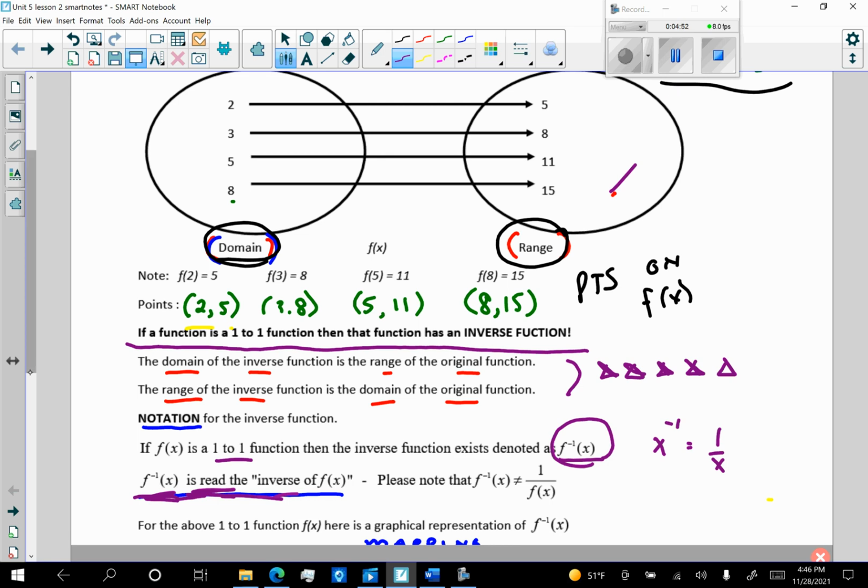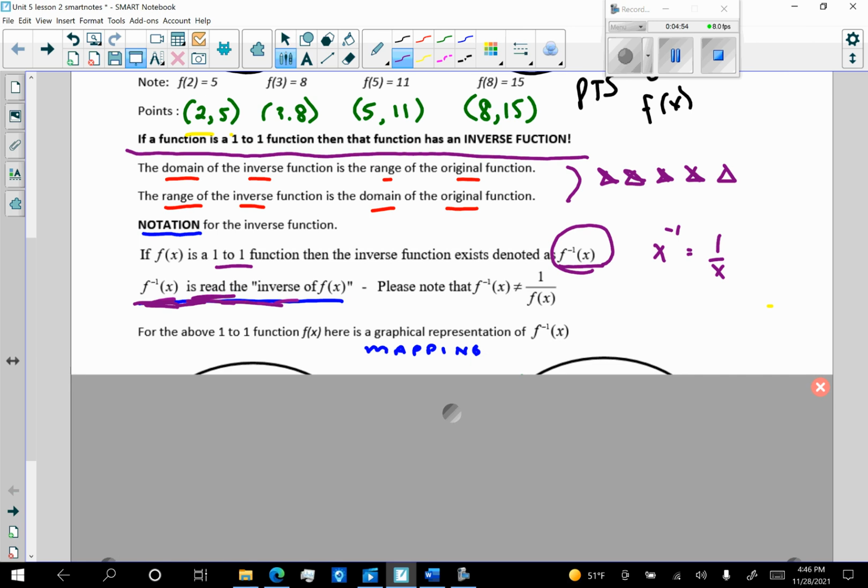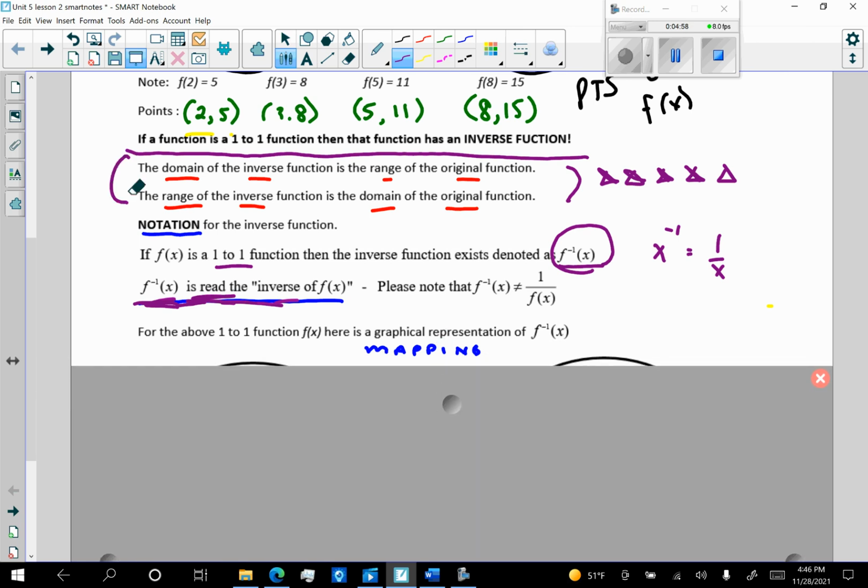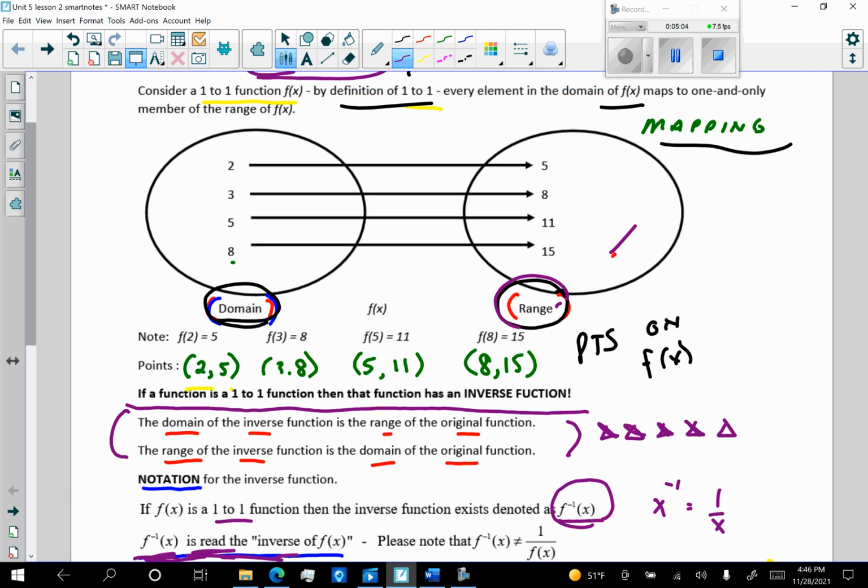And so if we can talk about this inverse fairly easy. What we're going to do is use this stuff right here: the domain becomes the range, becomes the inverse. And if I look back up here, this is the range, this is going to be the domain of the inverse, and this is the domain of the function. This is going to become the range of the inverse.